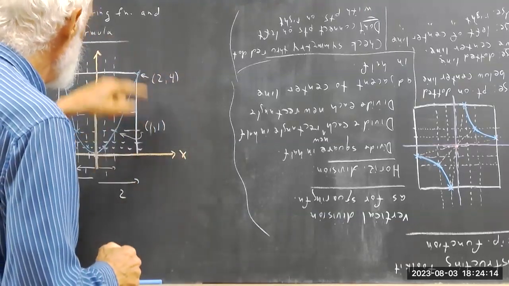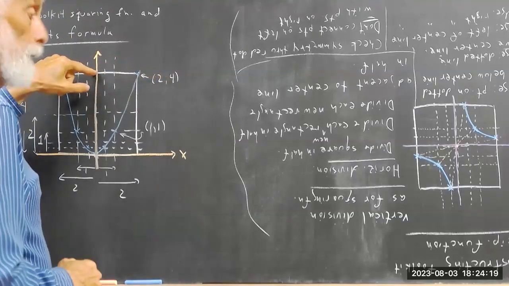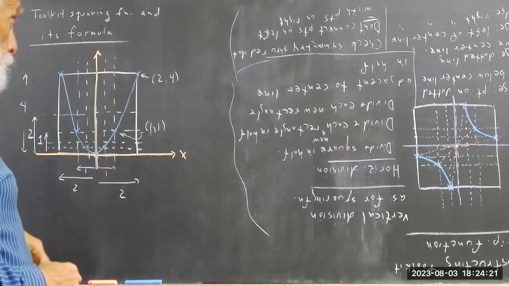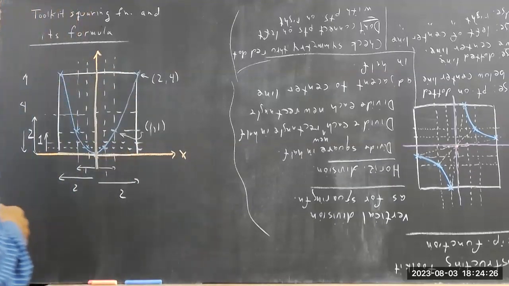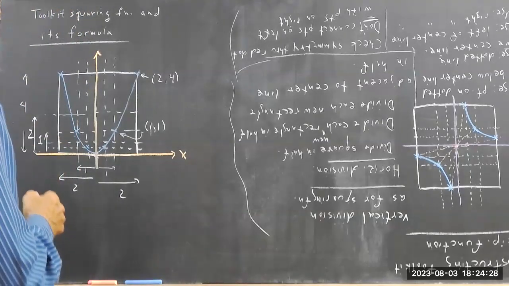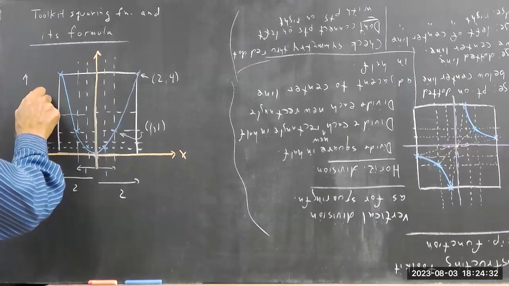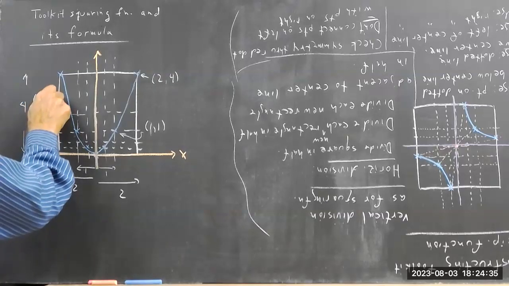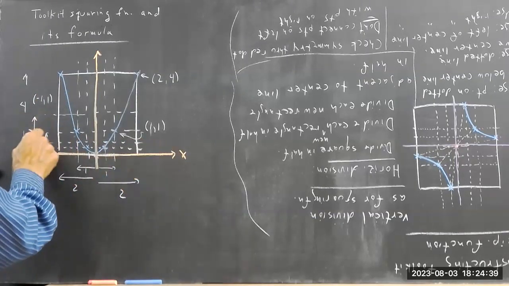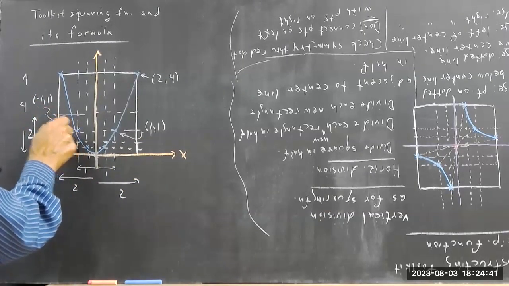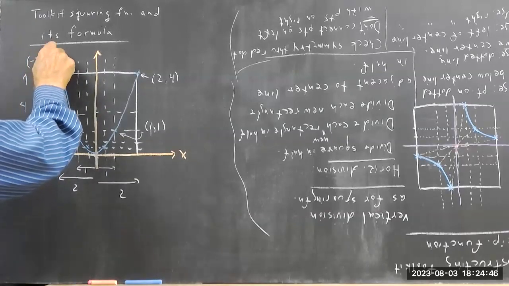The x coordinate is 2, the y coordinate is 4. The horizontal line through this point goes through the y-axis 4 units above the origin. The vertical line goes through the x-axis 2 units to the right of the origin. If we're 1 unit to the left of the origin, that would be at x equals -1. And this point would be at x equals -2.